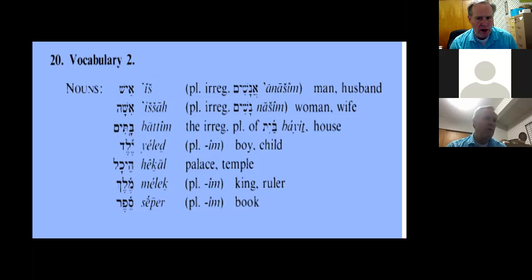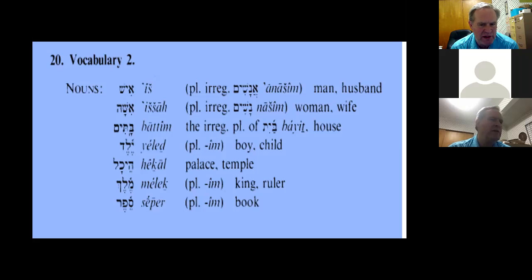That's for women or for wives. Bayit was the singular for house, but it has an irregular ending. That means houses, batim. The word for boy or child is yeled. And so I'm yelling at my computer. That's yeled. That's yelling at your kids, maybe. The plural is yeledim for boys or children. Heichal is palace or temple. The word for king or ruler is melech, and the plural, melachim, would be kings or rulers.